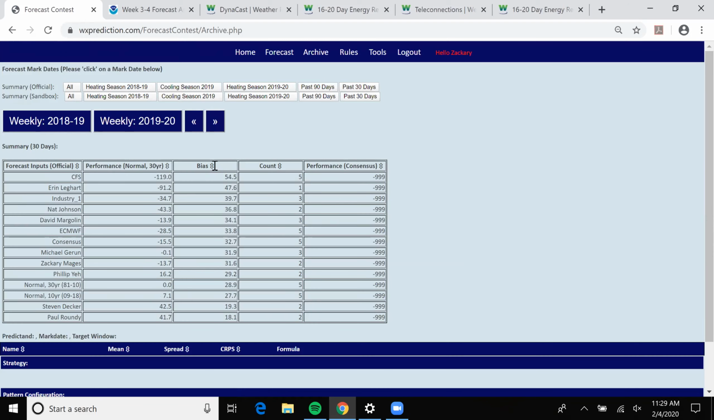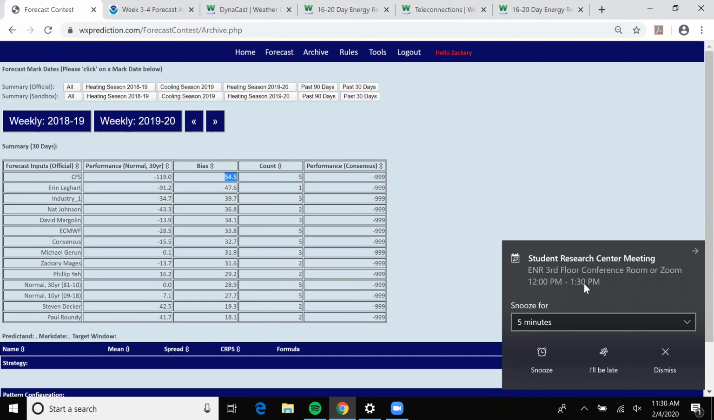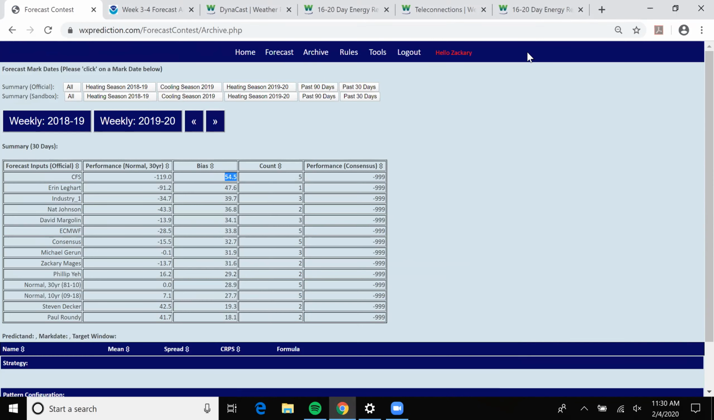So there's something there. The CFS, 54 over 5 forecasts, right? So my question is, what's systematic here? What's gone on since December that the models, in particular the CFS, but the EC too, are missing? Why is this pattern so much more challenging for the dynamic guidance than maybe in other years?